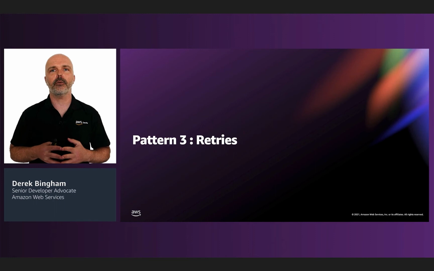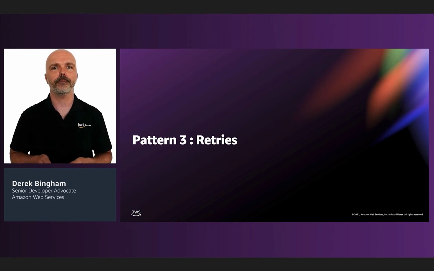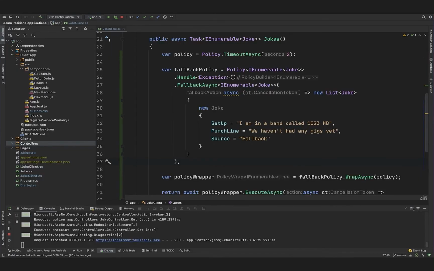Next pattern I'm going to talk about is retries. With the retry pattern, it is all about executing requests after a time. So you're retrying the API after a set time. Let's see what that looks like in code. We're going to keep our fallback policy, but we're going to change our original timeout async to 2 seconds instead of 5, just to speed things up a bit, and implement a retry policy.